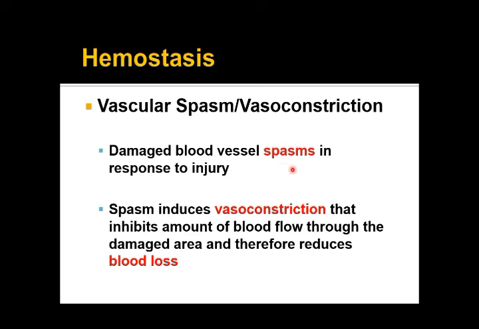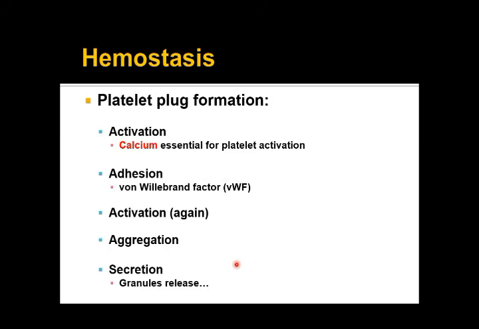Okay, so in word form, let's look at this. So number one step, vasospasming or vasoconstriction, that limits the amount of blood loss from that damaged area. And then platelet plug formation, that's the second step. And we can break this step down into its various components.